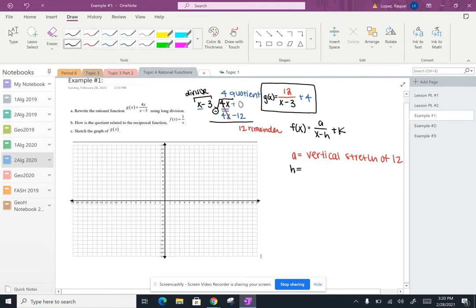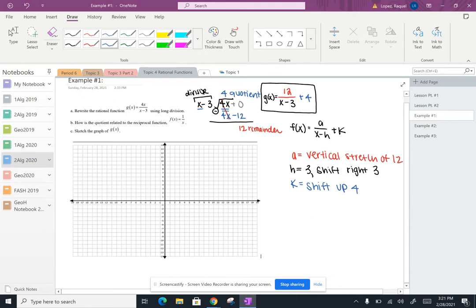So that means I've got a shift, and that means I shifted to the right 3. Shift right 3. And then the last thing I want to do is see what's in place of k, and that number is 4, which means I have a shift where I went up 4.